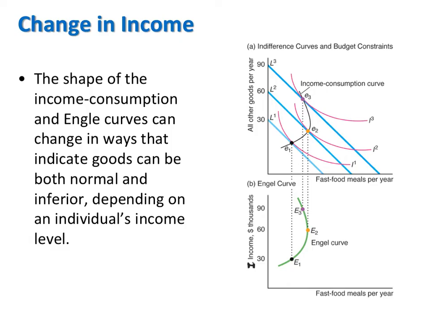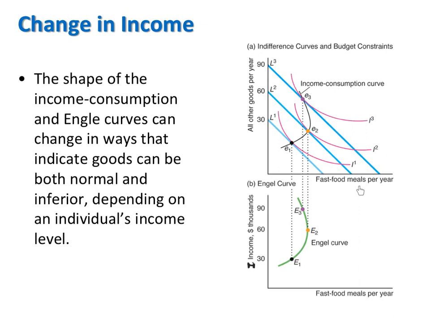Some goods aren't only normal or only inferior. Instead, for some goods, whether a good's demand goes up or down as income increases depends on the income level. For example, let's consider fast food. For some preferences, fast food is a normal good for low income levels, but then switches to an inferior good for high income levels. That's what this graph here says.